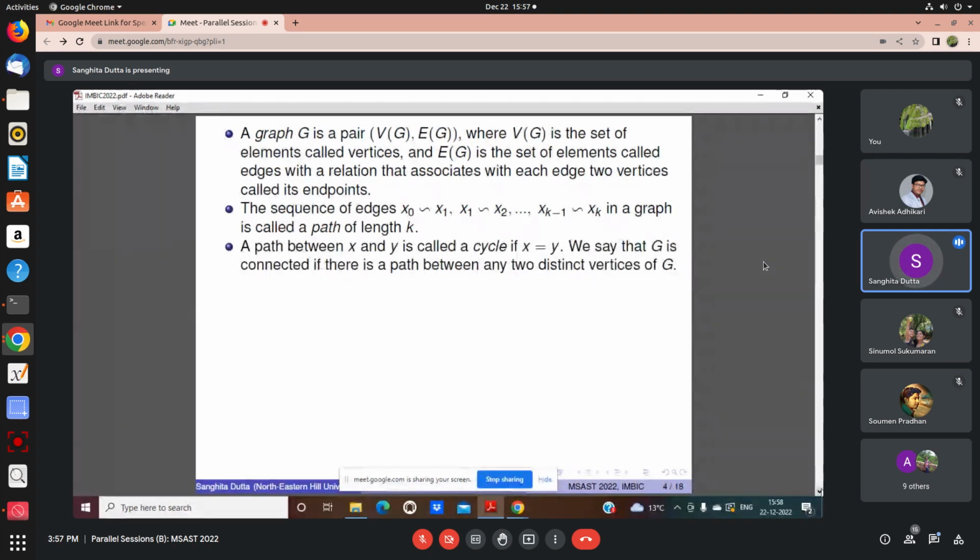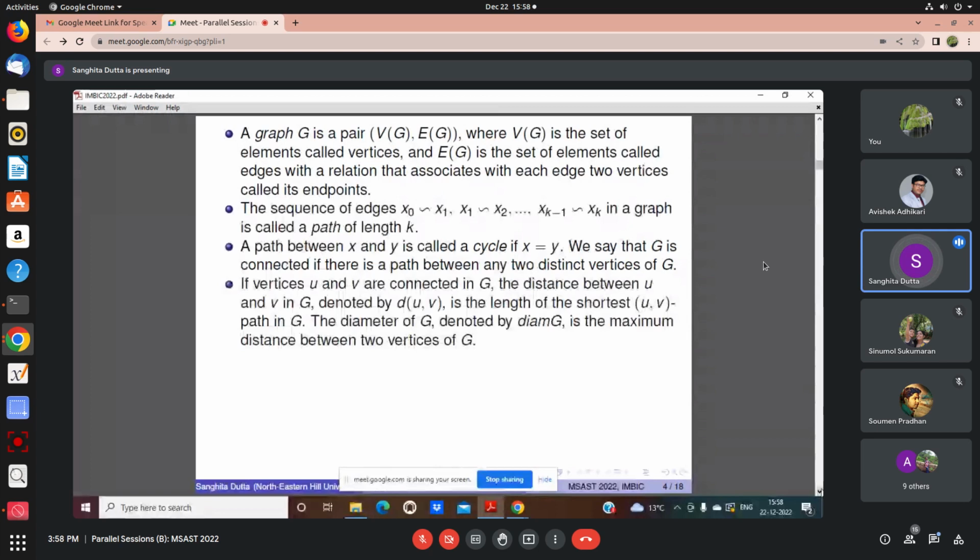We say that G is connected if there is a path between any two distinct vertices of G. If vertices u and v are connected in G, the distance between u and v in G, denoted by d(u,v), is the length of the shortest uv path in G. The diameter of G, denoted by diam(G), is the maximum distance between two vertices in G. The girth of G is the length of the shortest cycle in G, and it is denoted by gr(G).